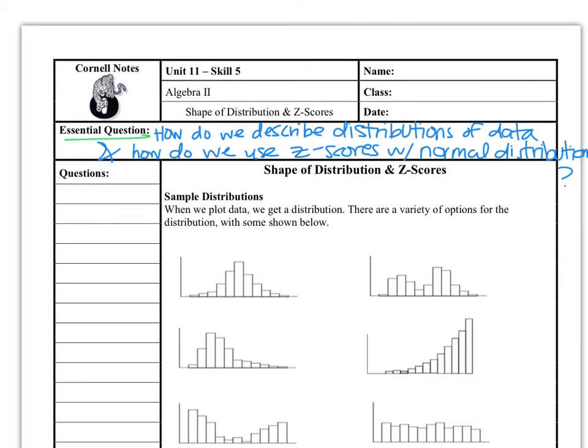So pause your video so you can write this essential question down. This is what we're going to answer as we go through these notes today. So we're going to look at different sample distributions. When we plot data, we can get a distribution.